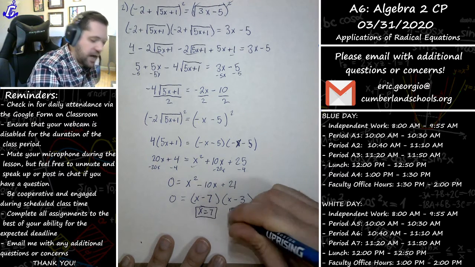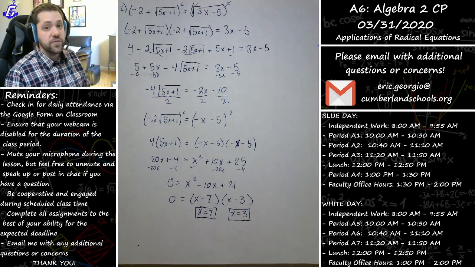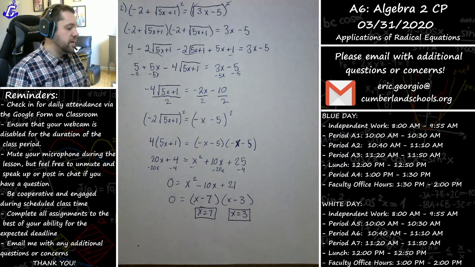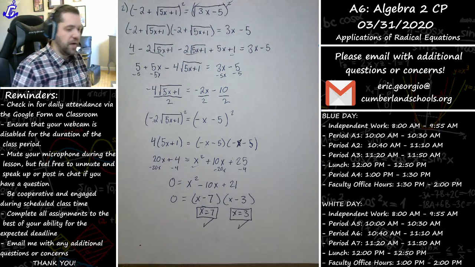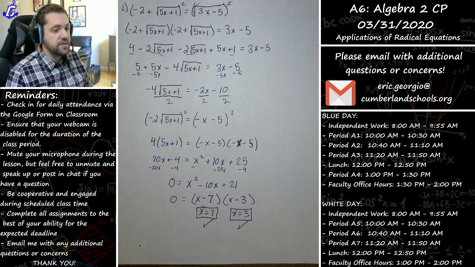And just for the sake of time, because I know we're a little bit over, if you do go ahead and check for extraneous solutions, you would find that both of these work out just fine. So this problem has 2 solutions, one of x equals 7 and one of x equals 3.